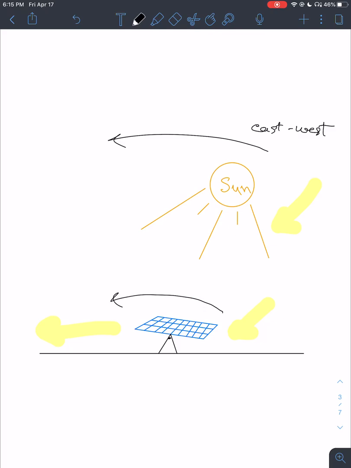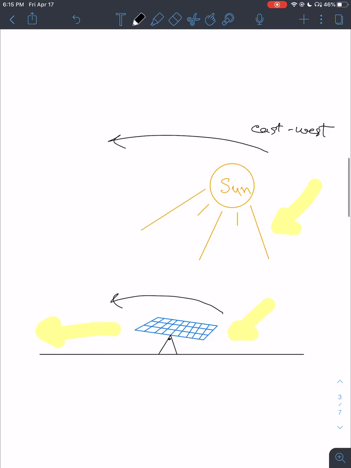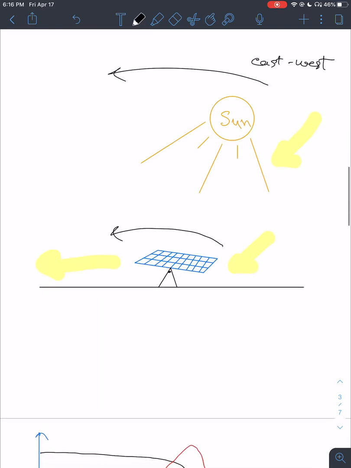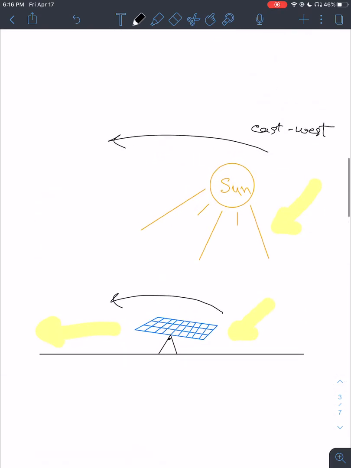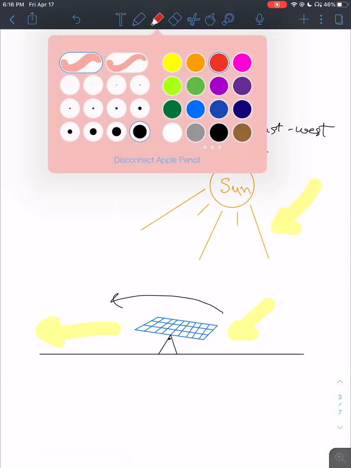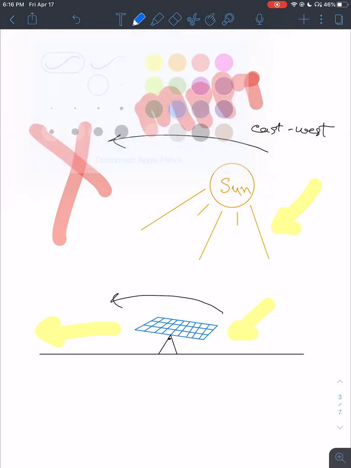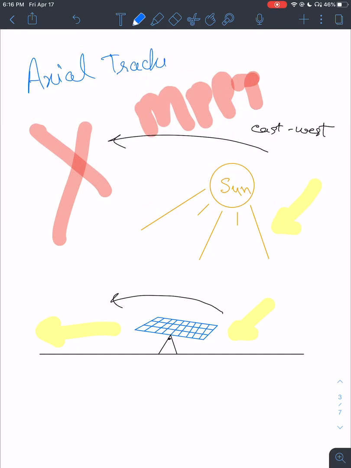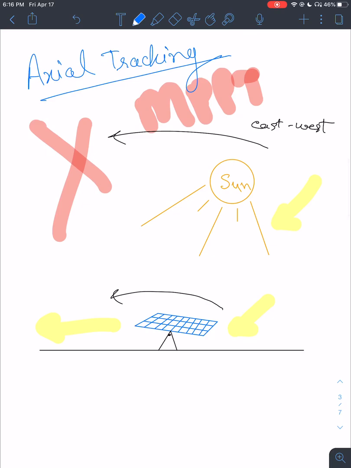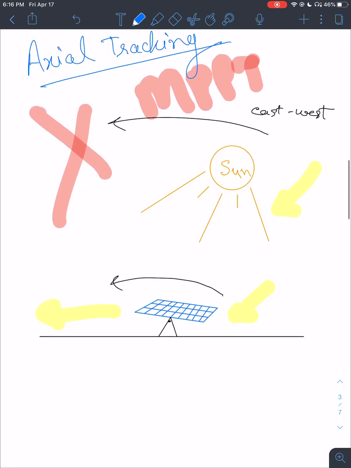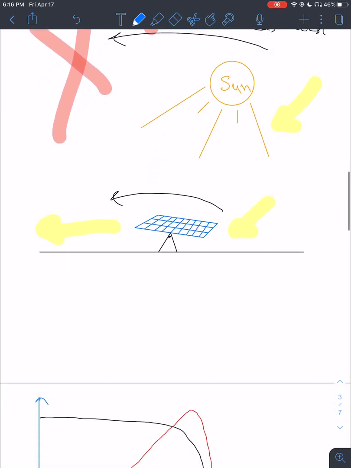As the sun goes from east to west, the panel will move around the z-axis about this point on your screen, which is definitely not the case. This thing is not MPPT, it is axial tracking. So what is MPPT? Well, good question. Let's get into it.